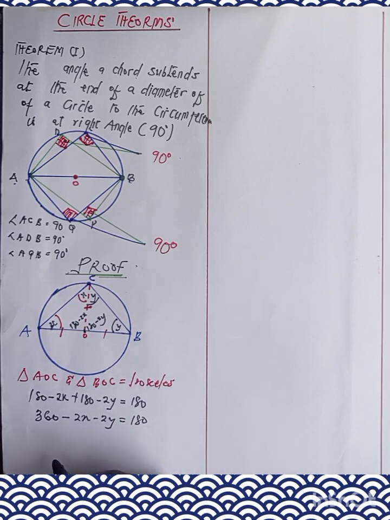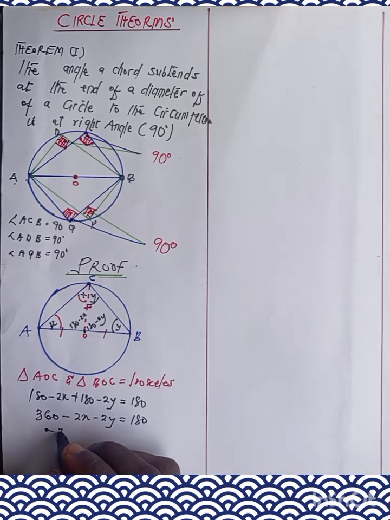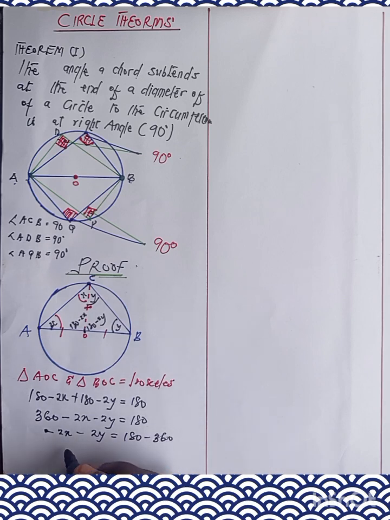Now we can transpose the 360 to the other side of the equation. We'll be left with minus 2x minus 2y is equal to what? 180 minus 360. So we are getting minus 2x minus 2y is equal to minus 180.